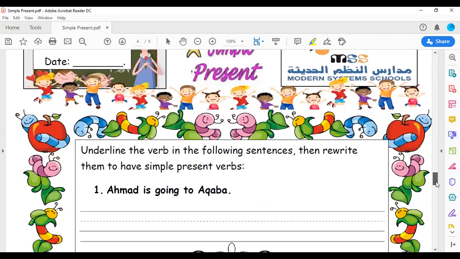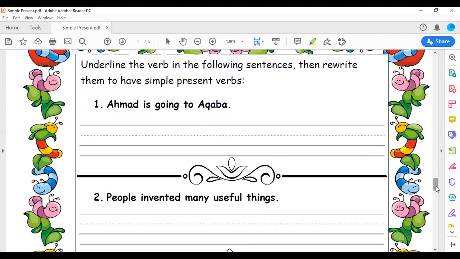Okay. Underline the verb in the following sentences, then rewrite them to have simple present verbs. So first I need to find the verb, then I need to change it into simple present. Now remember that there can be two verbs in the same sentence, a helping verb and a main verb, or it can be one. Okay, so let's start together.